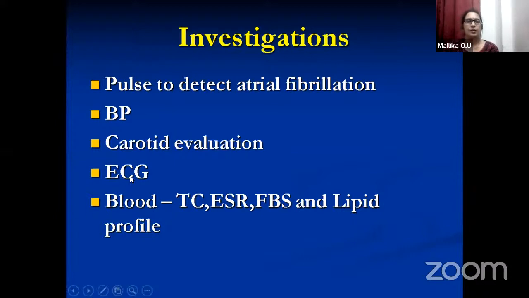Okay. So ECG, you have to look for the blood routine examination along with the FBS and a lipid profile, because all these are very common in diabetic patients and hypercholesterolemia also.